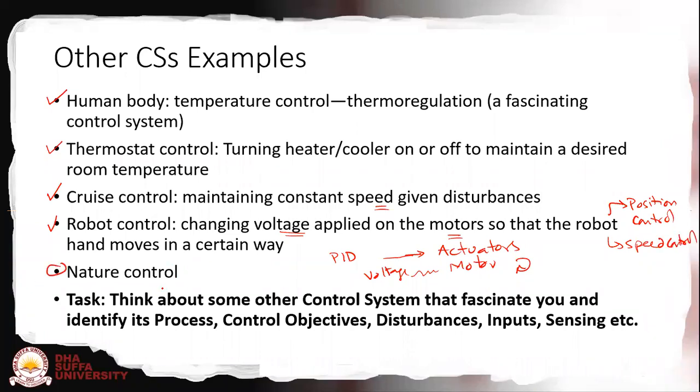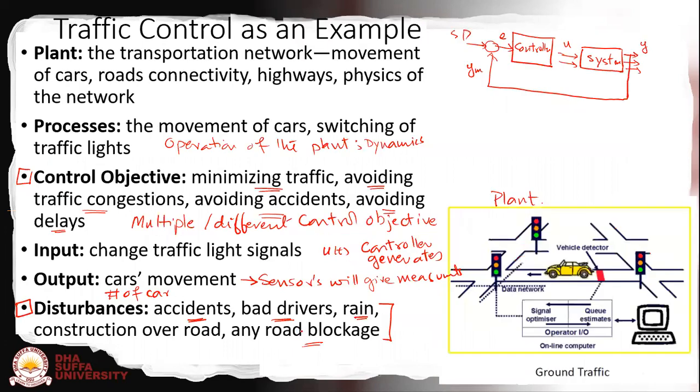In nature, आपके पास control actions हैं. So I was thinking कि अगर you follow and do this task, I will assign as a homework simply to think about some other control example जो आपको fascinate करती है, and try to highlight and identify what is the process here, what is the control objective, disturbances, inputs, or sensing क्या है. Okay, so there it will be your control system, okay, that you like.